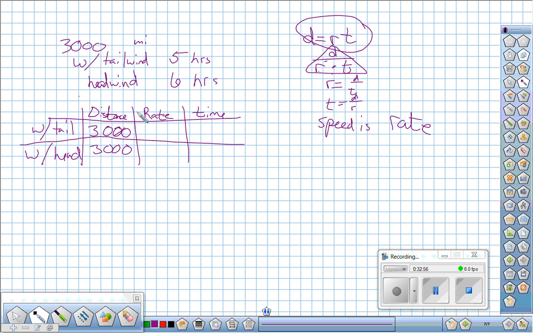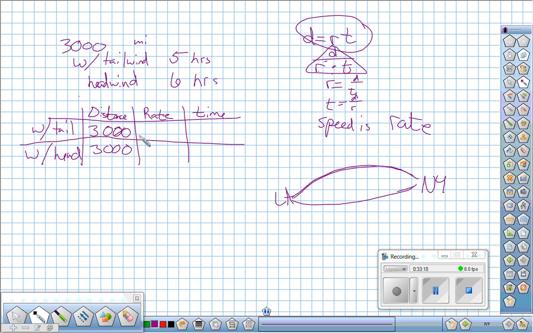For my formulas with the wind, either way the direction, I'm assuming that the planes are going at the same exact time. It's not the same plane, it's just the same time. So they're facing the same winds, going at the same time. They're just going in opposite directions.